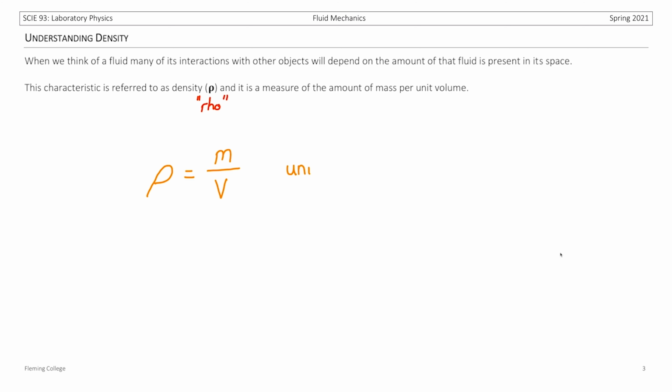Our units for this characteristic are kilograms per meter cubed. There are other conventions like grams per centimeter cubed, but we will stick with the SI standard units. Let's look at an example for the density.